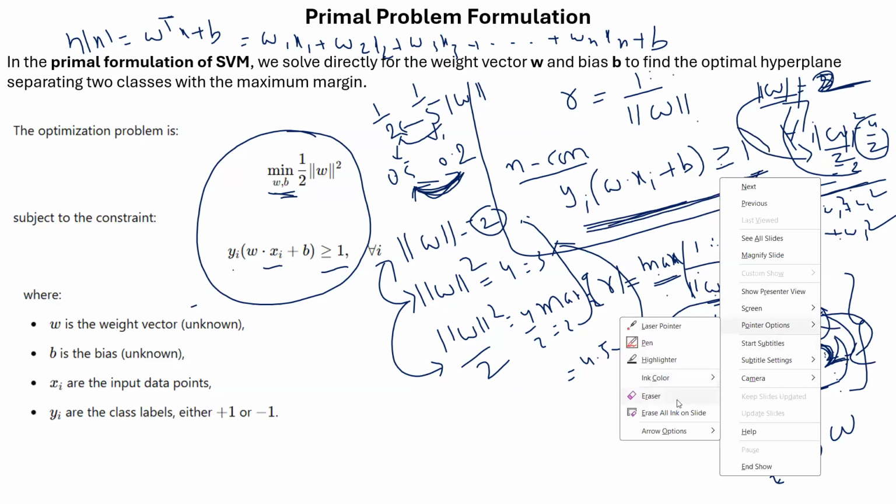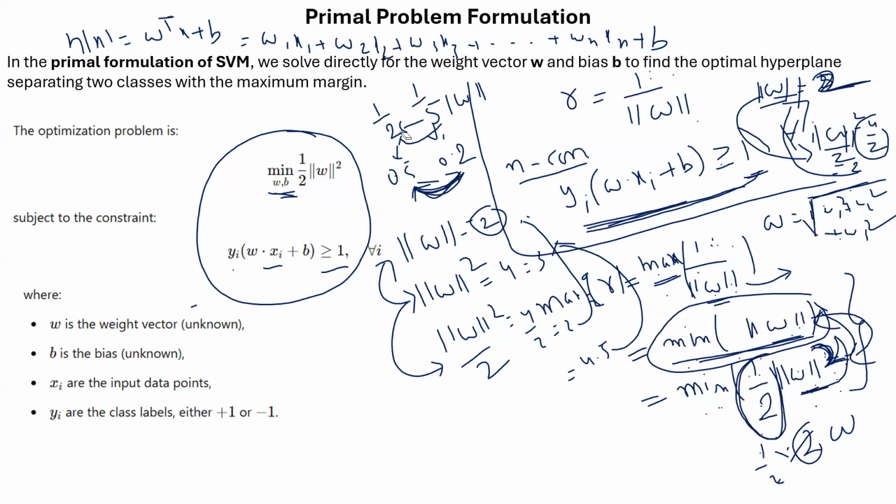So what is the primal formulation now? The primal formulation of SVM is the optimization problem of minimizing 1 by 2 into W square with n constants. What are the n constants? The proportional distance of every point from the hyperplane should be greater than or equal to 1, which is yi into (W of xi plus b) is greater than or equal to 1.